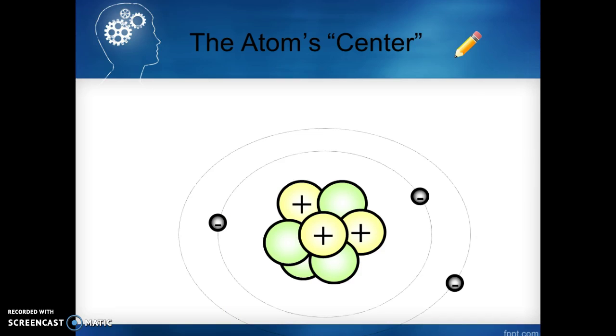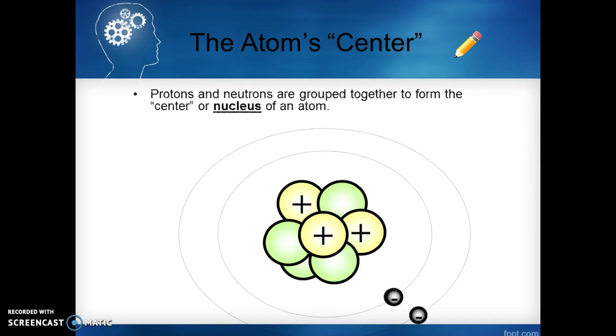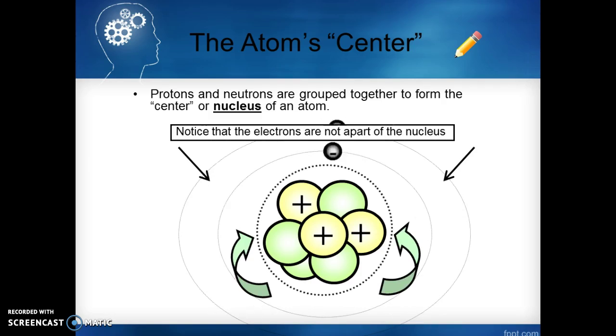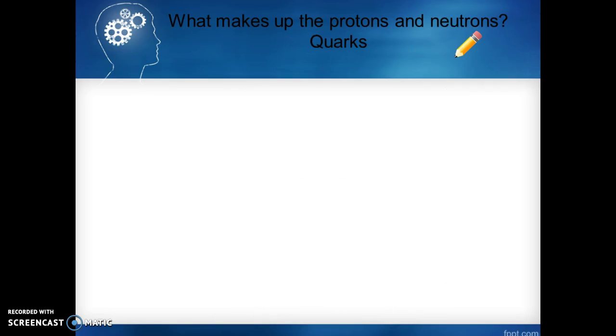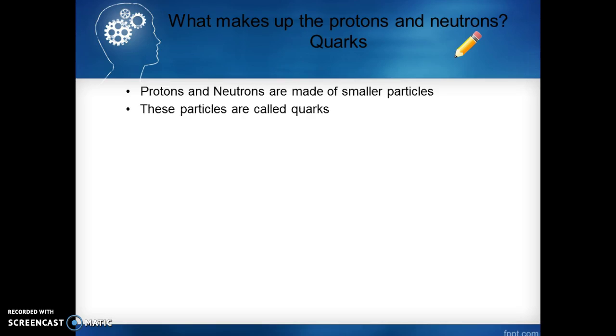The atom's center. Protons and neutrons are grouped together to form the center or nucleus of an atom. Notice that the electrons are not part of the nucleus. So what makes up the protons and neutrons? Well, protons and neutrons are made of smaller particles. These particles are called quarks.